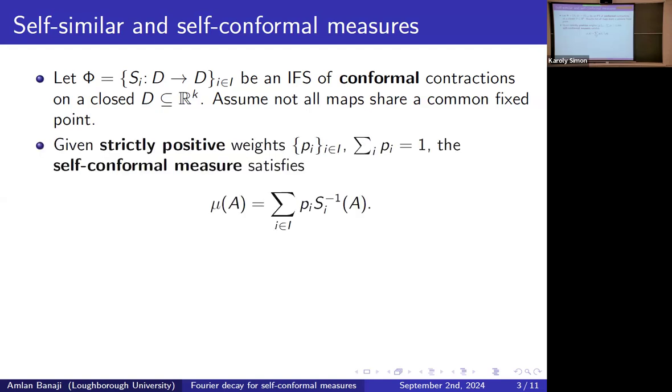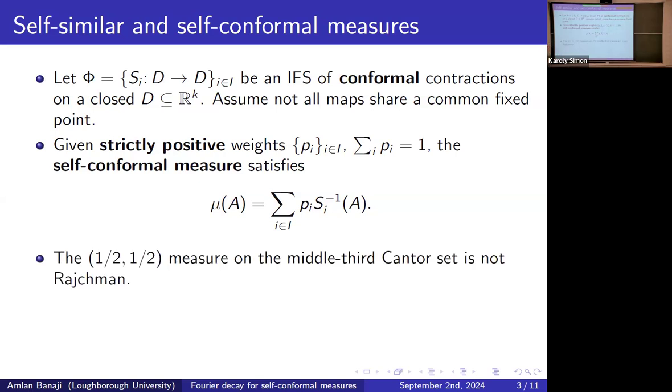triviality. Now, given a set of strictly positive weights p_i, which sum to 1, the corresponding self-conformal measure satisfies this relation here. It's the unique Borel measure satisfying this. So the measure of any set is the weighted sum of the measure of its preimages under the different contractions. And if all of our conformal contractions are in fact similarities, then of course mu is called a self-similar measure.